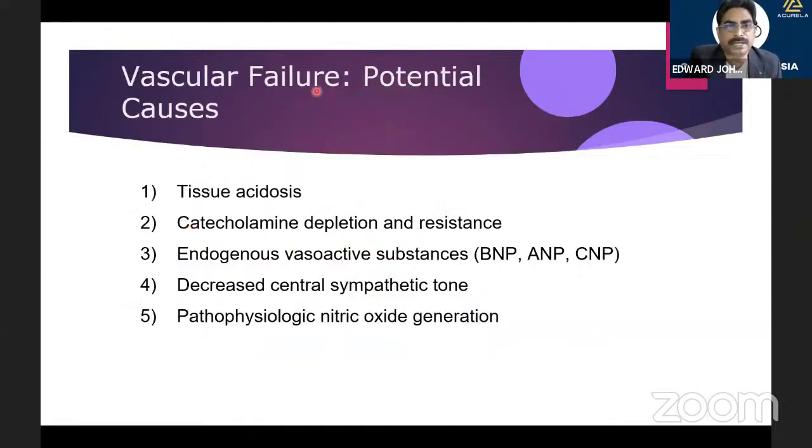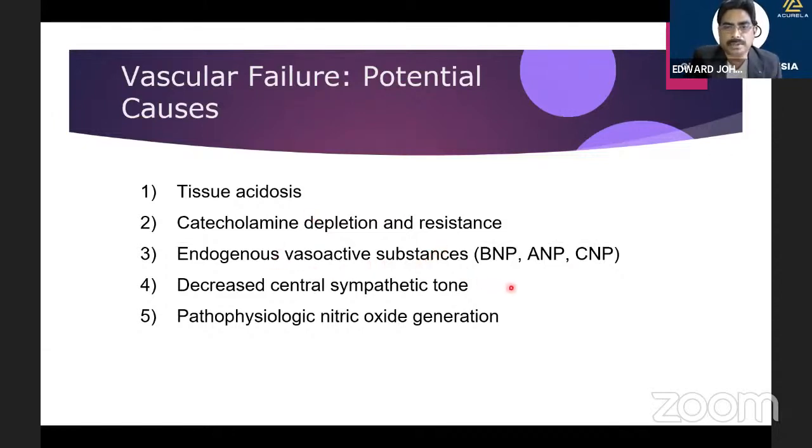So coming to vascular failure. What are the causes of vascular failure? Vascular failure means failure to transport the blood from the heart to the end organ. So vascular failure is due to tissue acidosis, which causes local vasodilatation, and catecholamine depletion. In shock, there will be increased secretion of catecholamines. So there will be exhaustion of the catecholamines, and overexposure of the catecholamine receptors, that is alpha and beta receptors, causes downregulation of the alpha and beta receptors, and also resistance of the receptors to the circulating catecholamines.